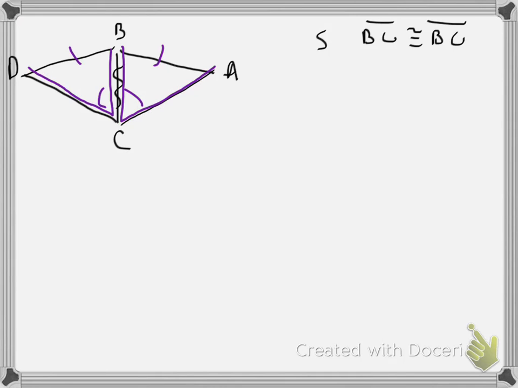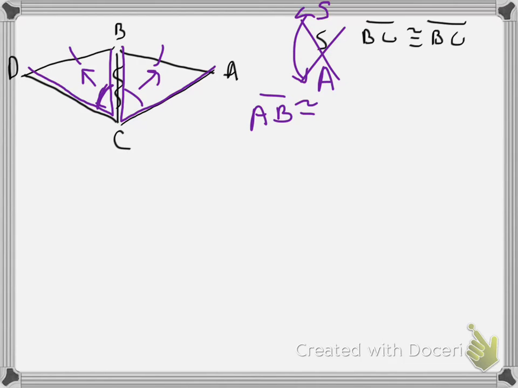Again, it looks like that angle is across from the sides. So I'm going to get SSA again, because these two can't be beside each other. They have to be far away because they're across. And so this one's going to fail as well. So do not choose AB is congruent to DB and angle ACB is congruent to angle DCB.